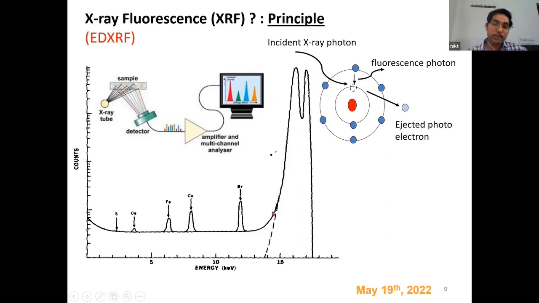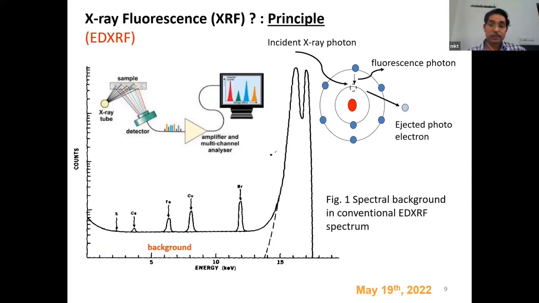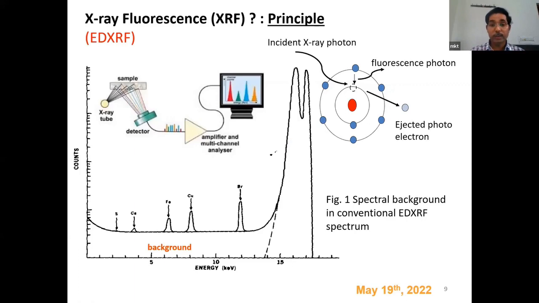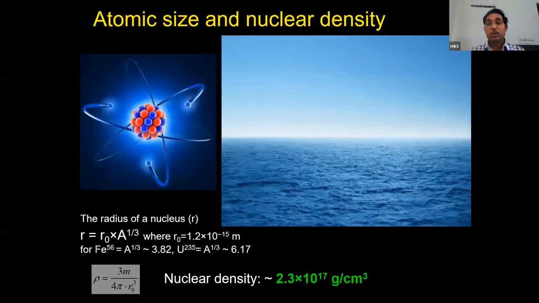So this scattered background is a major problem. It is a fluorescence technique, and the background limits the detection sensitivity. That's why we apply different techniques. The detection sensitivity of XRF is around the ppm level. But if you use TXRF, then you can achieve around ppb, slightly better if you have a synchrotron excitation source.